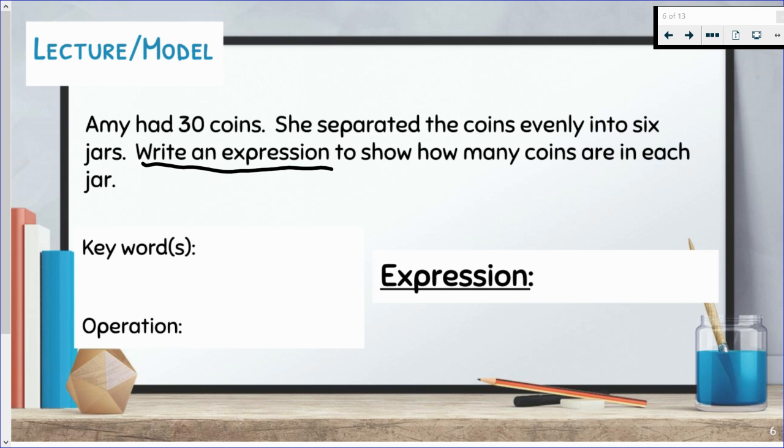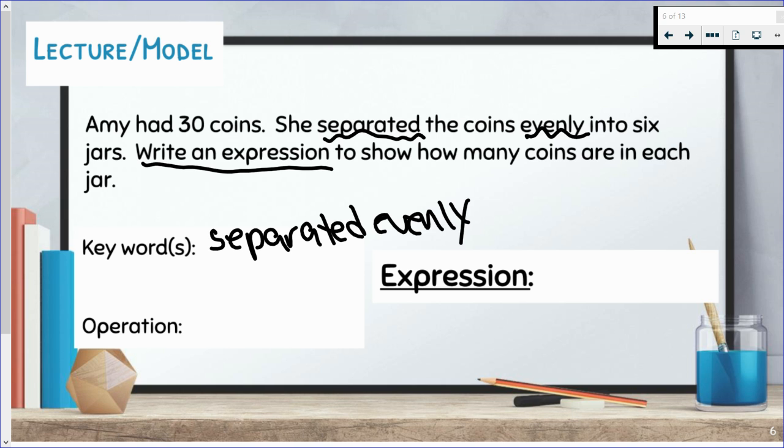So first thing we're going to do is look for some keywords here. A keyword that I see here is separated evenly. That is going to tell us something important. And those words are going to tell us to divide. When we make equal groups or we split things up into groups, we are doing division. So we are separating the 30 coins evenly into 6 groups. So our numerical expression would be 30 divided by 6. Alrighty, let's move on.